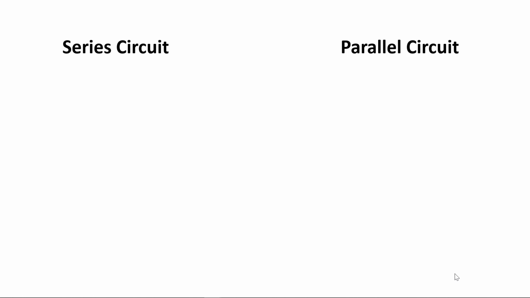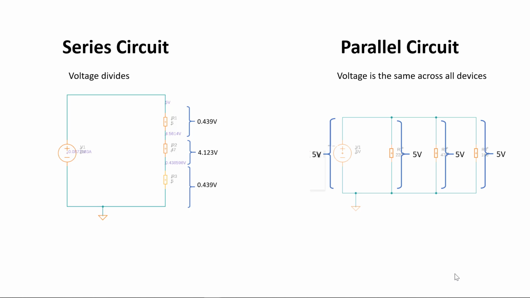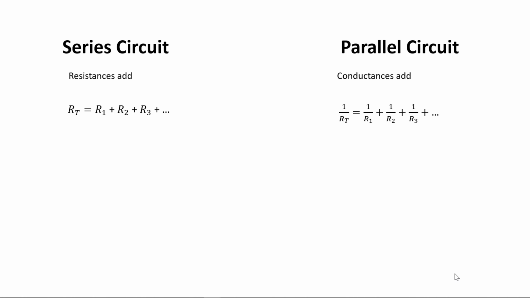In a series circuit, voltage divides amongst all the devices. In a parallel circuit, the voltage is the same across all devices. In a series circuit, total voltage equals the sum of all the volt drops, or VT equals V1 plus V2 plus V3, and so on. In a parallel circuit, VT equals V1 equals V2 equals V3, and so on. In a series circuit, resistances add. In a parallel circuit, conductances add. In a series circuit, RT equals R1 plus R2 plus R3, and so on. In a parallel circuit, 1 over RT equals 1 over R1 plus 1 over R2 plus 1 over R3, and so on.